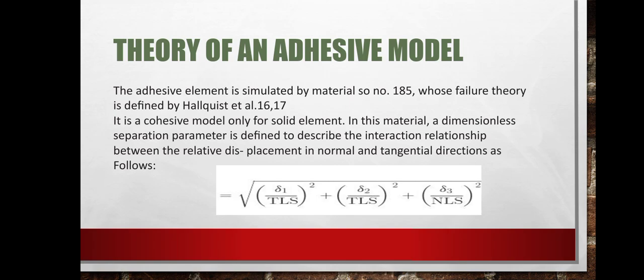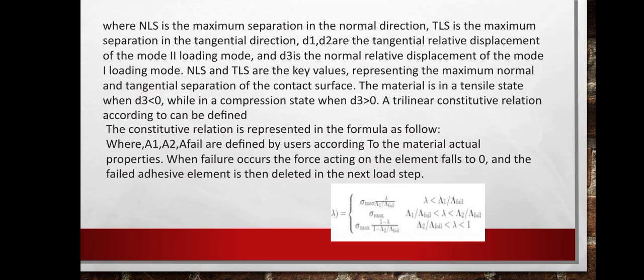It is the root over (delta 1 by TLS) whole square plus (delta 2 by TLS) whole square plus (delta 3 by NLS) whole square, where NLS is the maximum separation in the normal direction, TLS is the maximum separation in the tangential direction, D1 and D2 are the tangential relative displacement of the mode 2 loading mode, and D3 is the normal relative displacement of mode 1 loading mode. NLS and TLS are the key values representing the maximum normal and tangential separation of the contact surface.